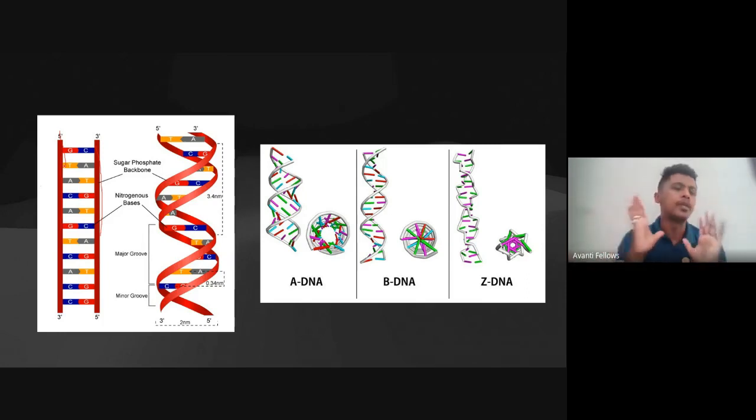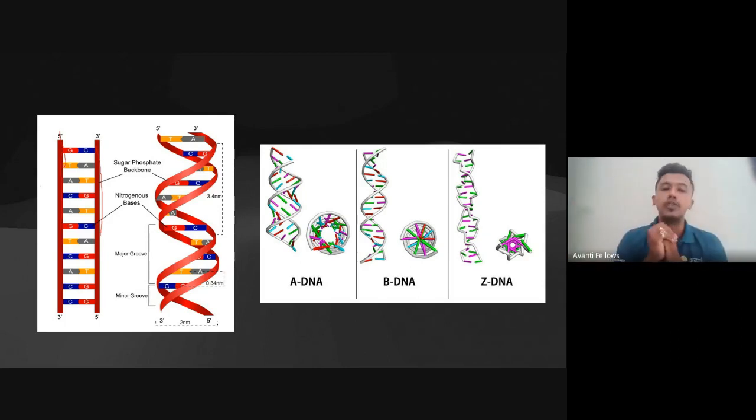And remember one thing: the form of DNA called the laboratory DNA is A-DNA. The form of DNA that is left-handed helical is Z-DNA. Very, very important points from your examination point of view.